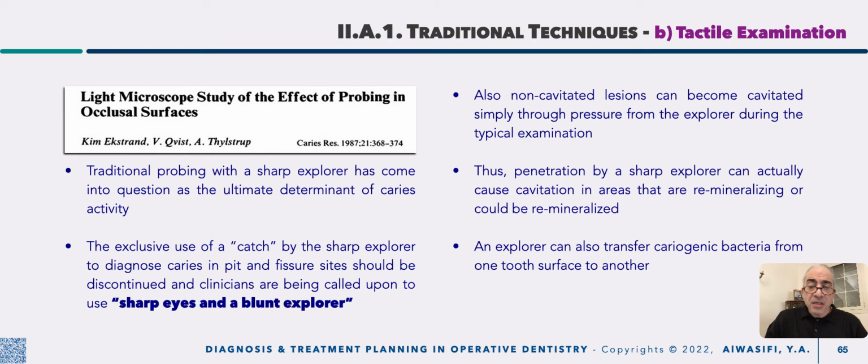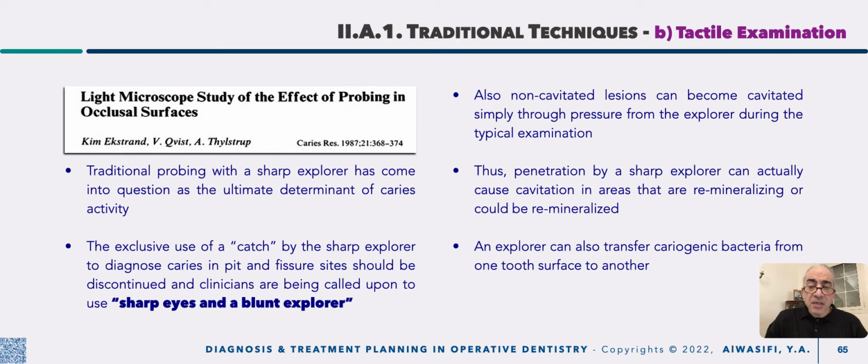Because this catch in diagnosis of caries in pits and fissures should be discontinued by the clinician, just use sharp eyes and a blunt explorer, because even if it is non-cavitated, it becomes cavitated by the damage created by this sharp explorer. Another thing, who said that this catch is due to discontinuity of the surface? It may be due to friction between the fissure with parallel walls and the sides of your explorer.